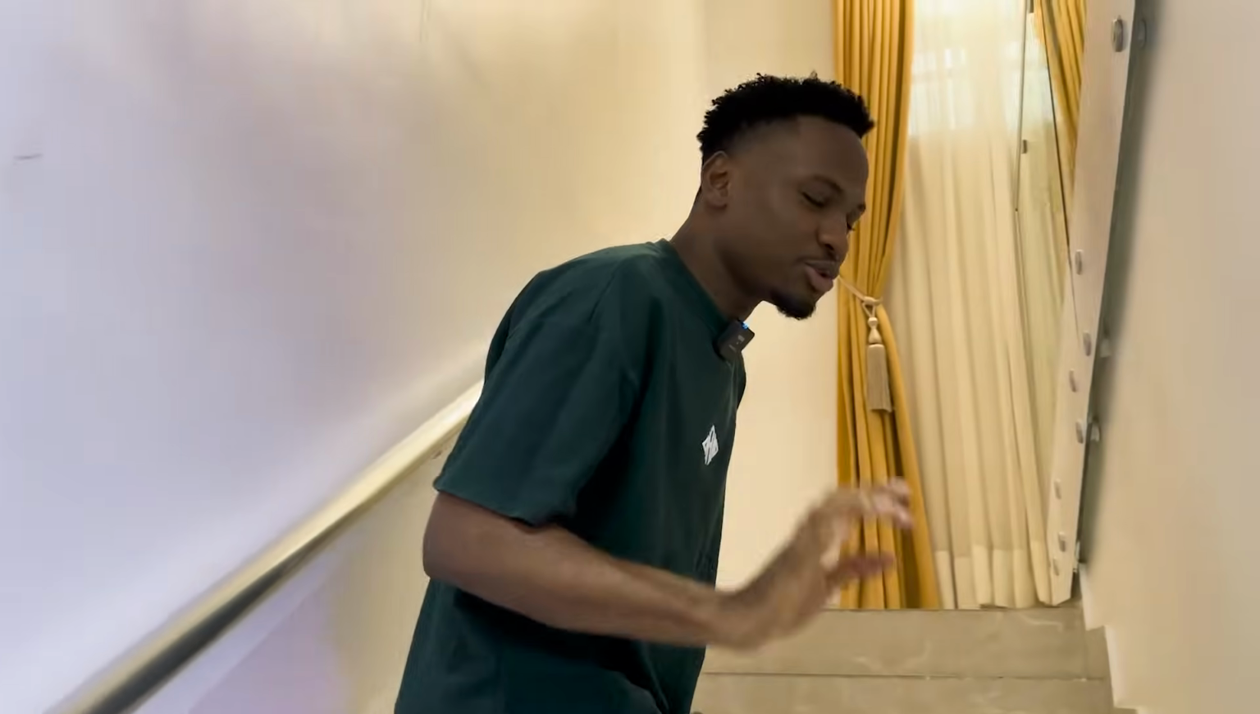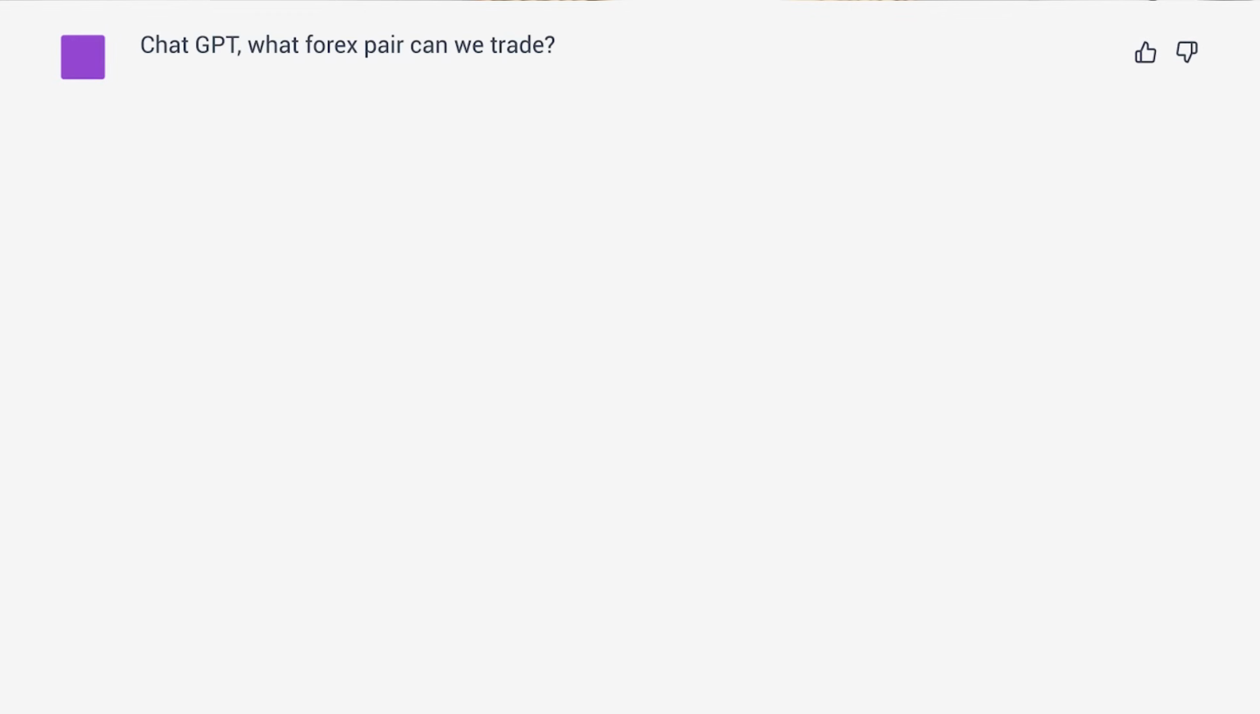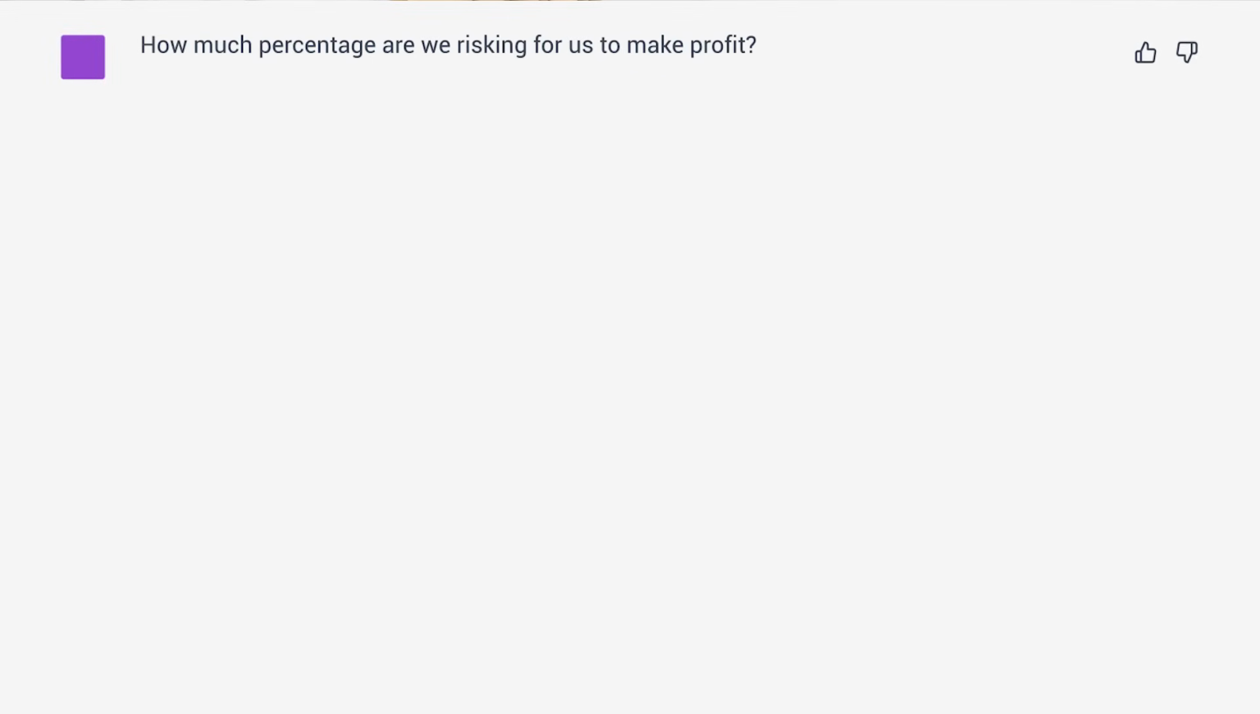There's going to be 3 simple rules to this thing. It's going to be simple. Number 1, we're going to say, ChatGPT, what pair can we trade? It's going to give us 3 random pairs to trade. And number 2, ChatGPT is going to tell us how much percentage to risk at a time for us to make the profits that we really want. And number 3, it's going to tell us when to exit the market. So it's just going to be purely ChatGPT doing everything for us. Let's go. This is where things really get interesting.